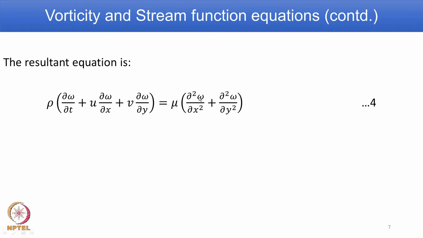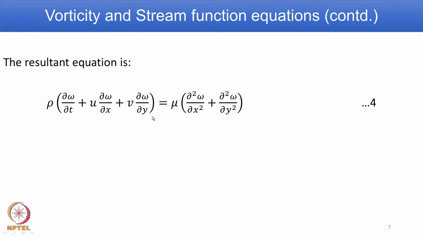On the right hand side, mu into dou squared omega by dou x squared plus dou squared omega by dou y squared. Now, if I look at each of these terms, the first term is the unsteady term, which is a local acceleration similar to the local acceleration term in the momentum equation, and the next two terms are convection terms similar to the convection terms in the momentum equation.